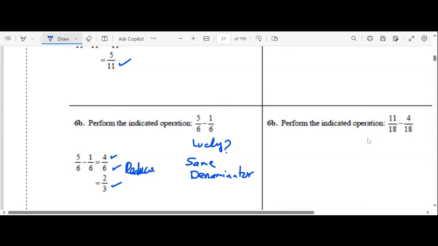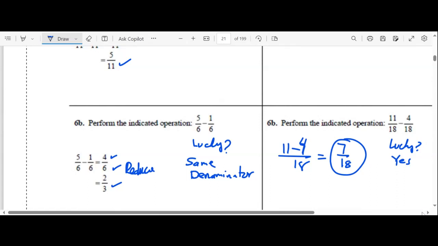Yalla, can you do this for now? Are you lucky? Yes. So it's going to be 11 minus 4 over 7. Can I reduce? No, that's your final answer. Easy? Yes.